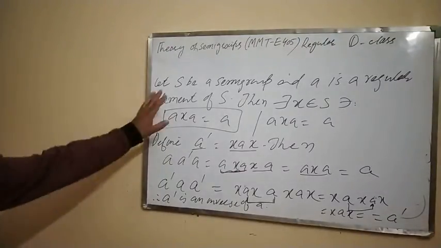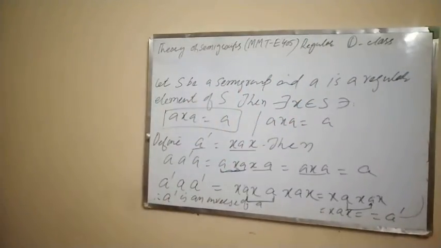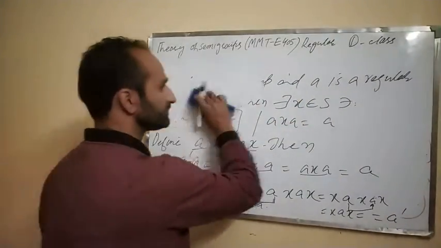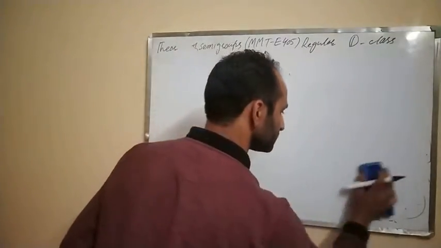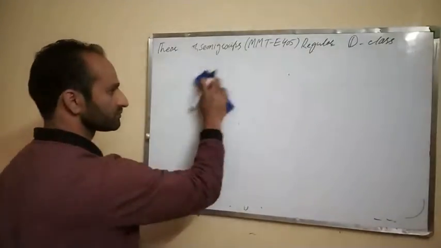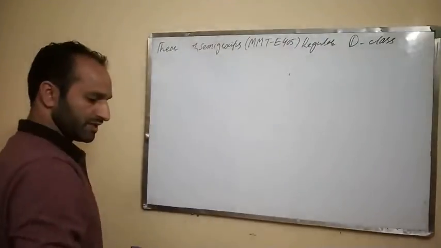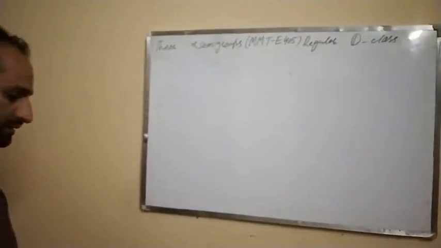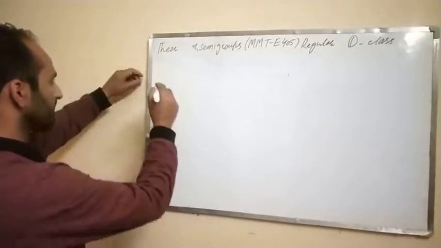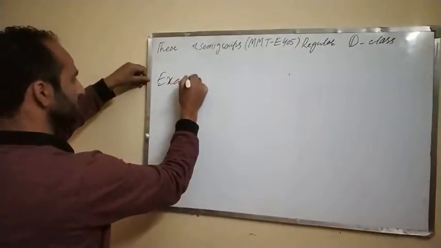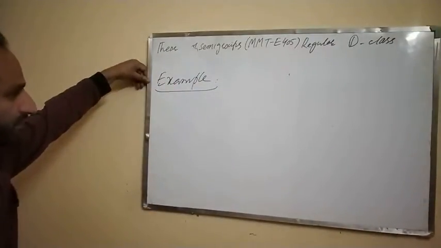So if S is a semigroup with A a regular element, then this A dash possesses an inverse. There are some examples of regular semigroups which are not groups. You can see these examples in Clifford and Preston's book, the fundamental book on semigroups.